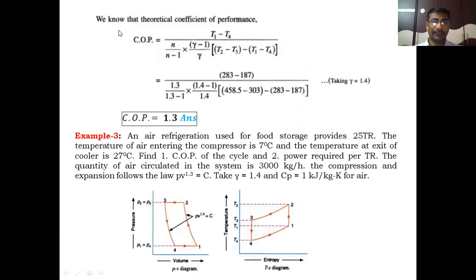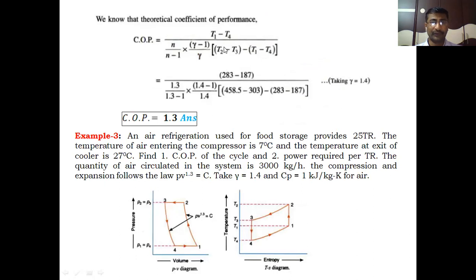Then COP for the polytropic. We know that the theoretical COP, coefficient of performance, is (T1 minus T4) by (n minus 1) into (gamma minus 1) by gamma into (T2 minus T3) minus (T1 minus T4). This is the equation we derived in the last class for the Bell-Coleman cycle if the compression and expansion follow the polytropic law.